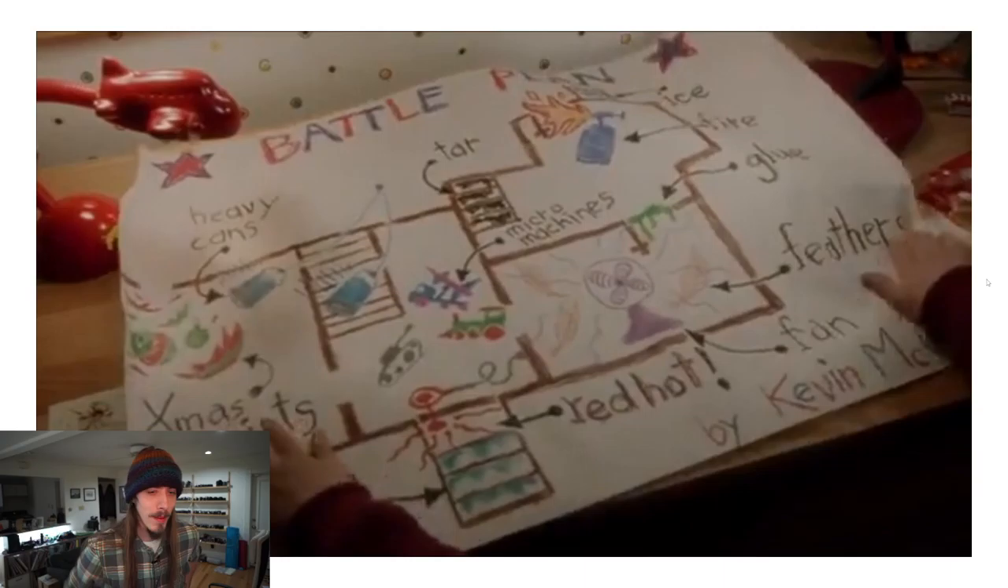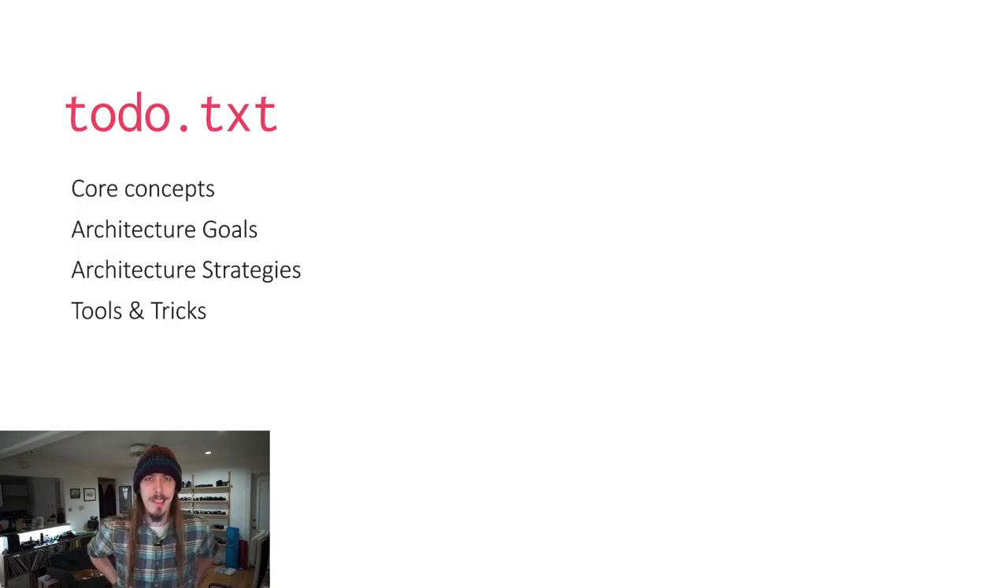So, in this lecture, we're gonna go over core concepts of a code architecture. We're gonna go over the goals of what we are trying to achieve when we write our code. We're gonna go over some strategies of how we go about achieving this. And then the tools and tricks section is gonna be our in-class part. After you've watched this video, we will do some exercises to reinforce it.